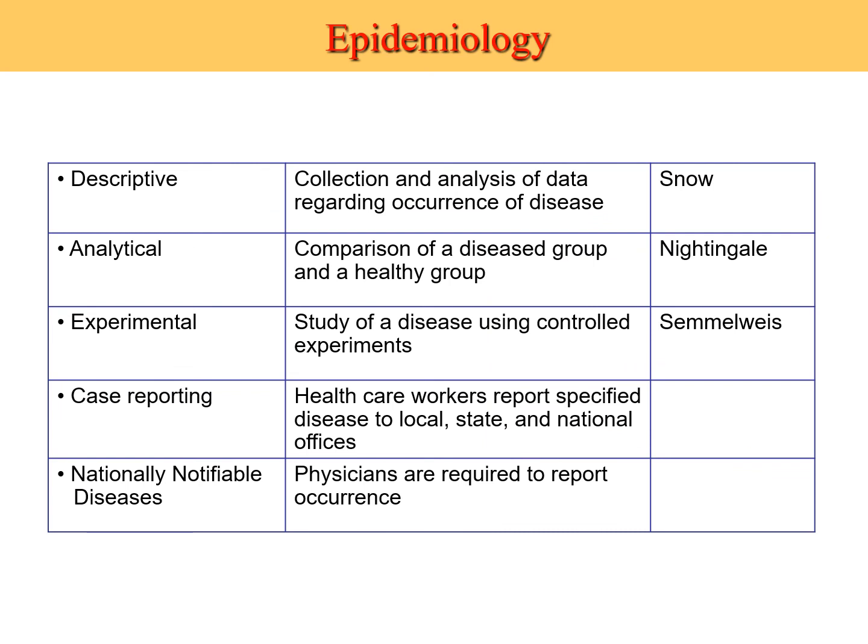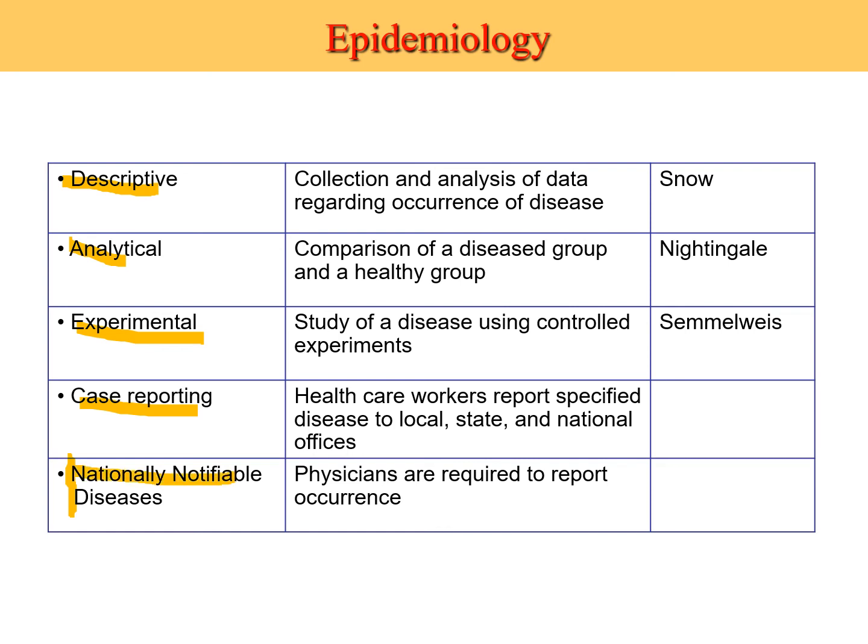So there are many different types: descriptive, analytical, experimental, reporting cases. There are quite a few nationally notifiable diseases. Each case has to be reported. It's not reporting the individual, it's reporting the occurrence of a case of a disease. It's vitally important that this kind of data be collected.